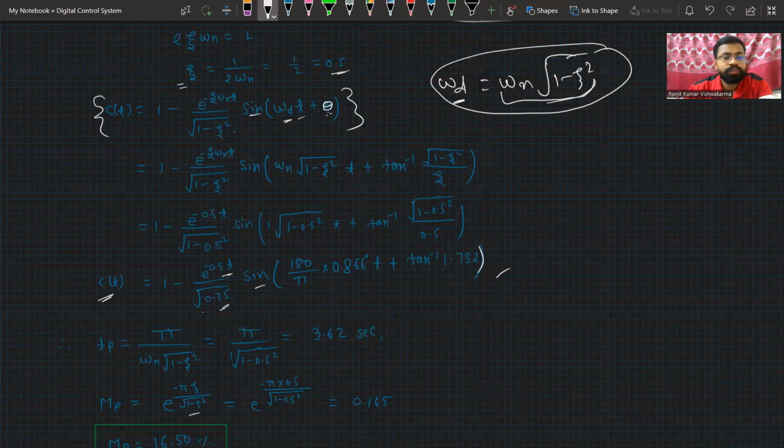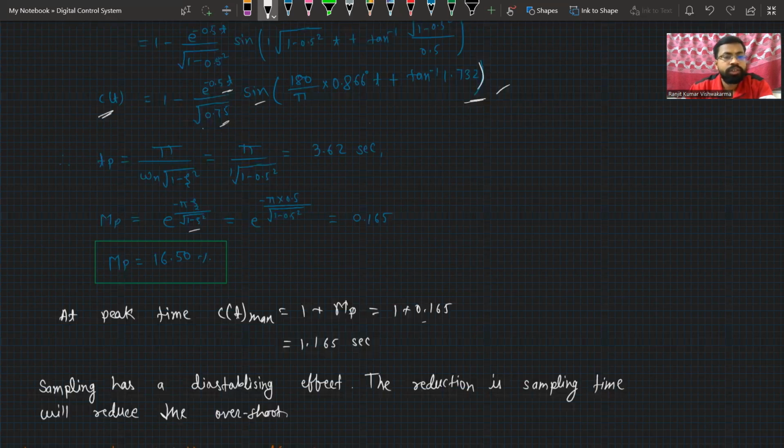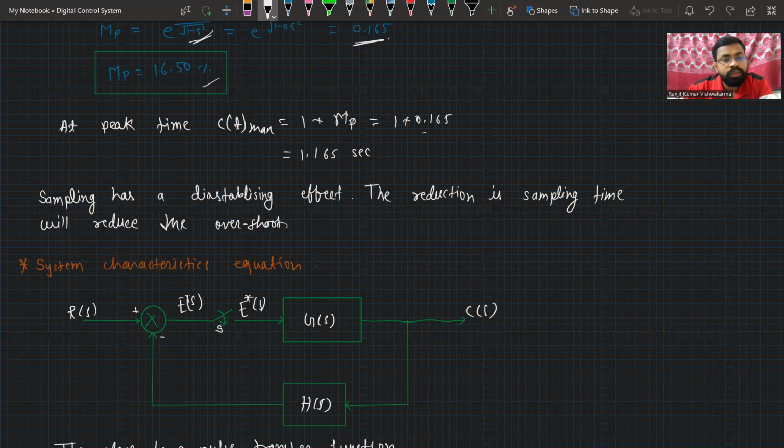Now from this we can easily calculate the peak time, pi divided by omega n root under 1 minus zeta square. We know omega n is 1 and zeta is 0.5. After solving this equation you will get 3.62 seconds. Now this is the peak overshoot. The standard formula is e to the power minus pi zeta divided by root under 1 minus zeta square. After substituting all the values you will get the peak overshoot, 0.165, and in percentage you will get 16.5%.